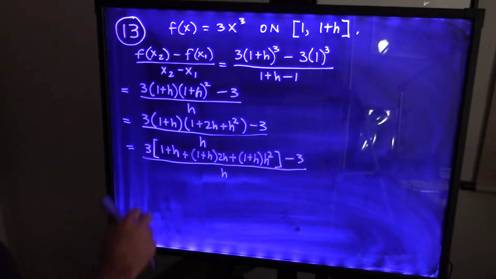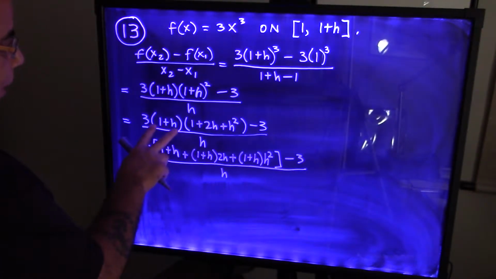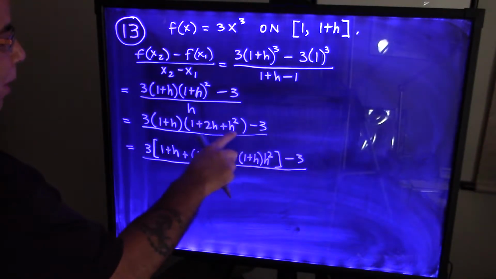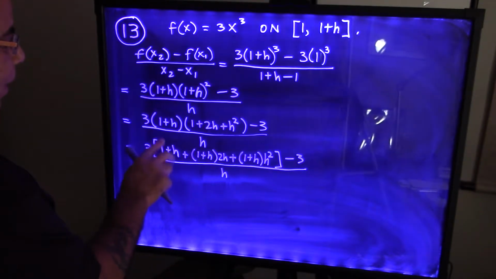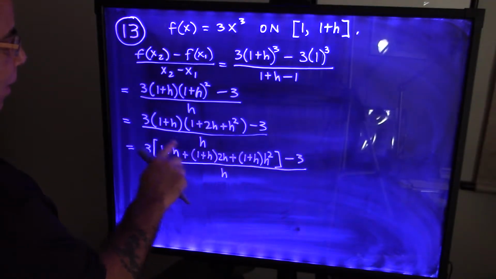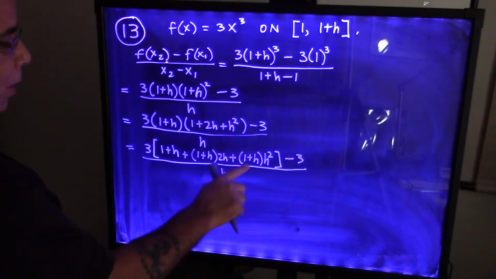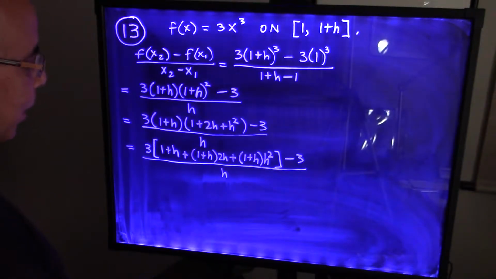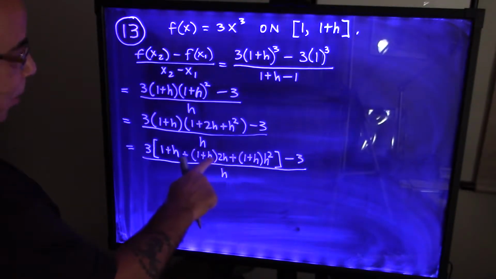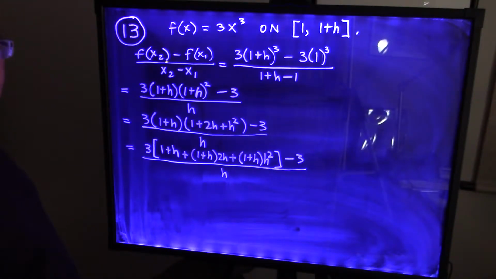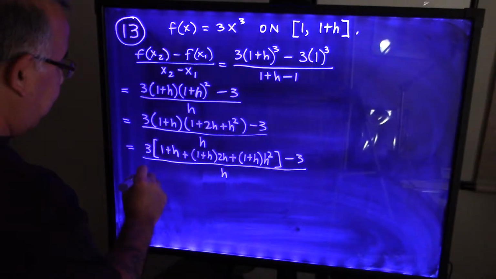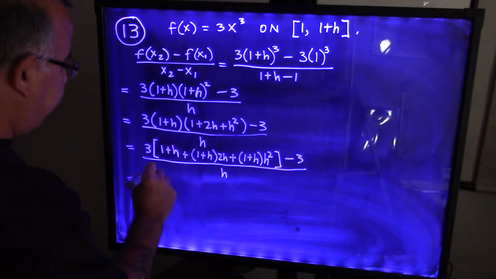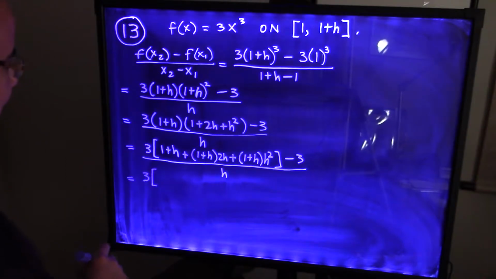Alright, so you see what we did? Distributed the 1 plus h as one thing through this trinomial. So this times 1 is that, this times 2h is this, and this times h squared is that. Now all you have to do is in the brackets multiply everything out and then simplify. So it takes a little time, but what are you going to do?